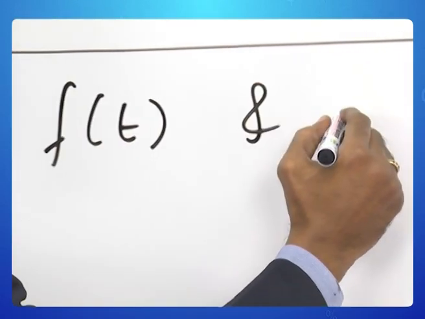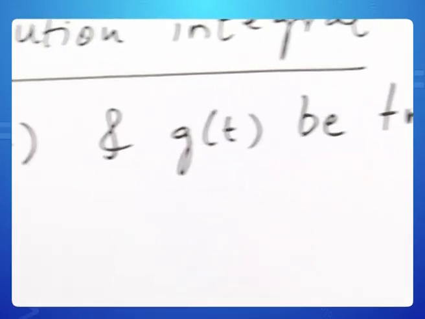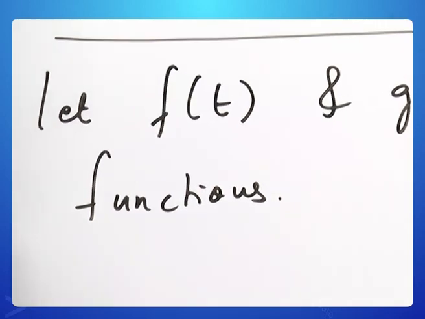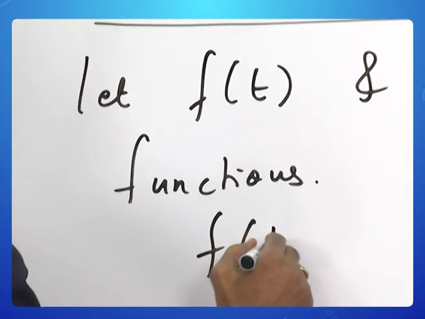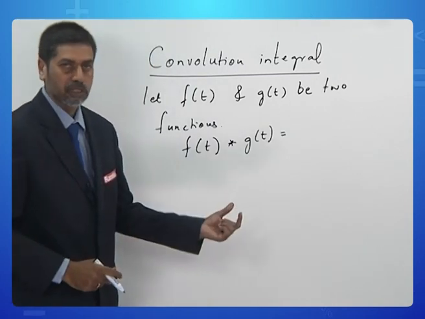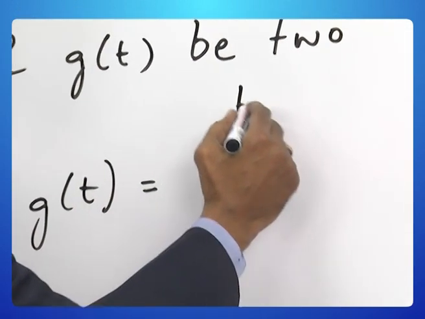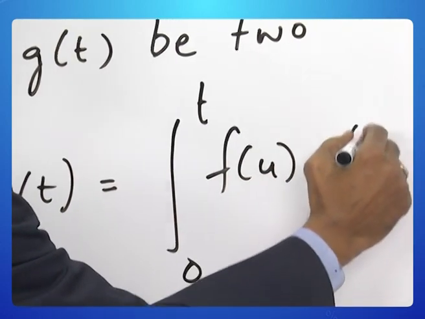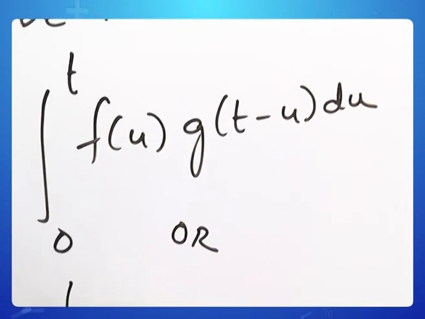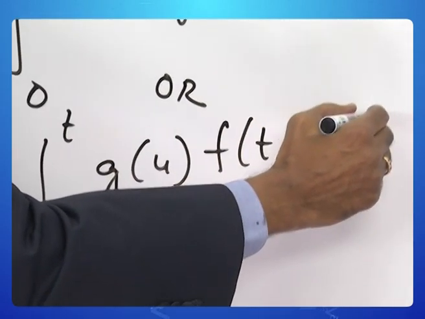Let f of t and g of t be two functions. We define the convolution of these two functions or these two signals as f of t star g of t given by integral 0 to t f of u into g of t minus u du, or integral 0 to t g of u into f of t minus u du.